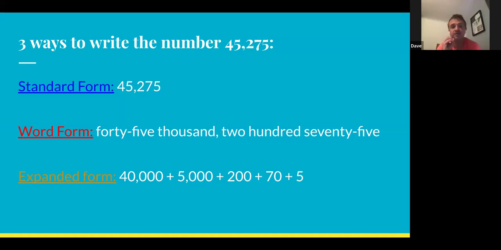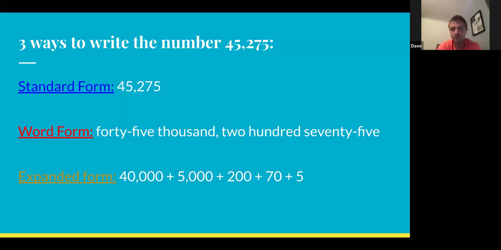Expanded form. Expanded form is taking each digit and saying its value. So that 4 is in the 10,000s column. So when I look at that 4, I know its value is 40,000. Go to the next number. That 5's value is 5,000. The next value, 2, is 200. Then 70 for the 7, and then 5. These are our three ways.